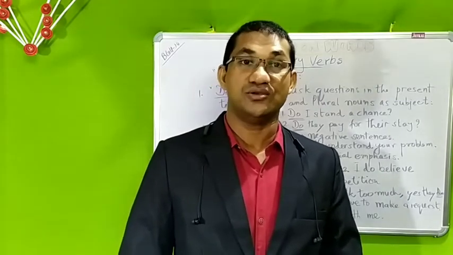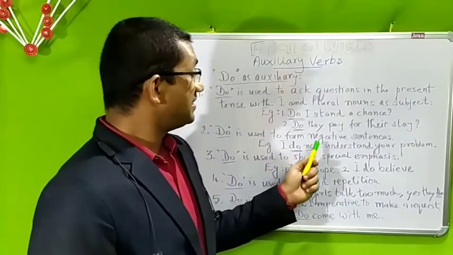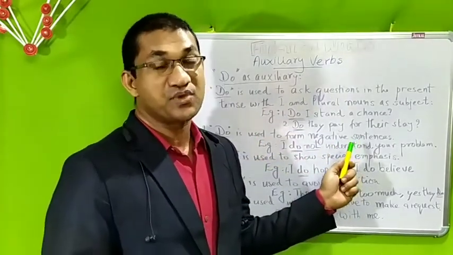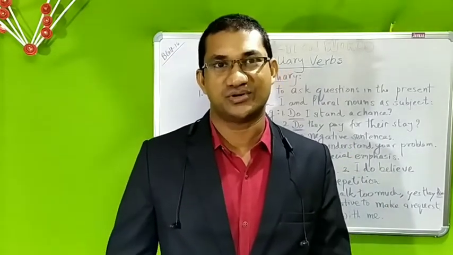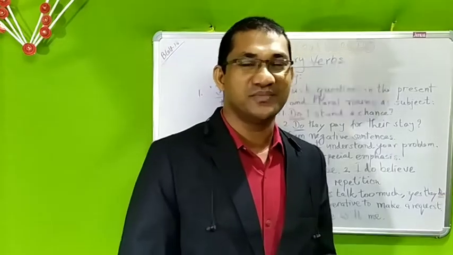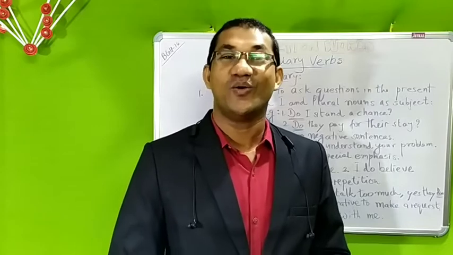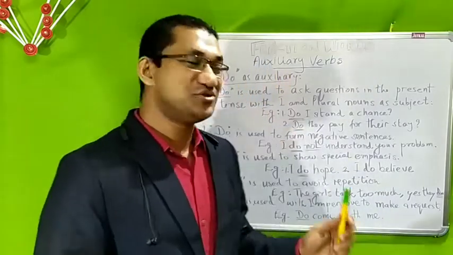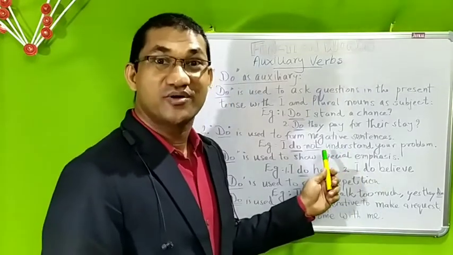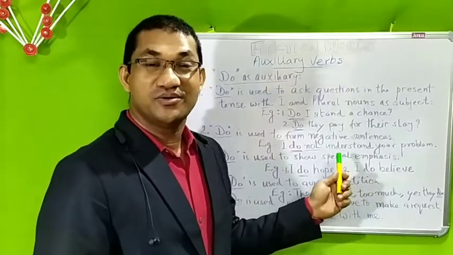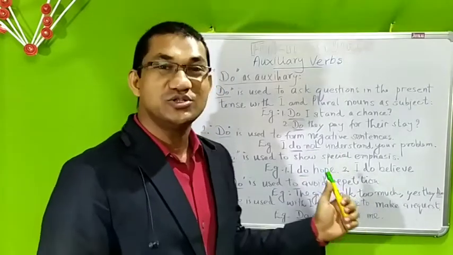Now we come to the second use of do. Do is used to form negative sentences. It's very important. We say, I do not know the answer. I don't know anything about him. I don't know where the book is kept. In all this we are using do to form negatives. I do not understand your problem. I do not know the Spanish language.